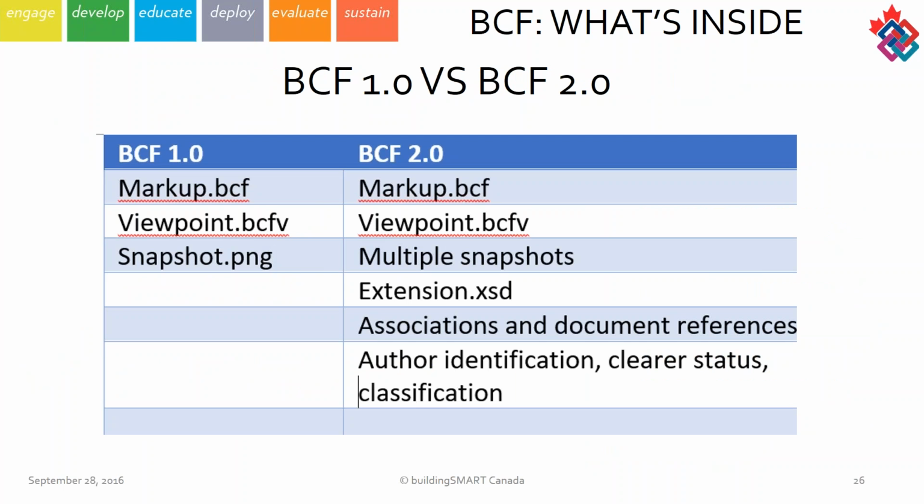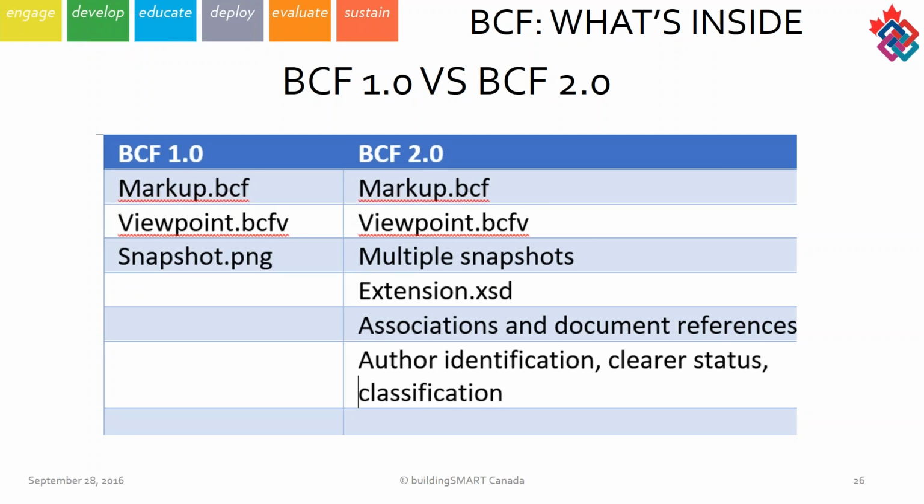Just a quick note on BCF 1.0 and 2.0. Basically, what I showed you in my previous slide were the main items that we have to find in a BCF zip, and they are held by the BCF 1.0 specification. But BCF 2.0 added some other things, like you can have multiple snapshots inside one single topic, which we could not have in BCF 1.0.